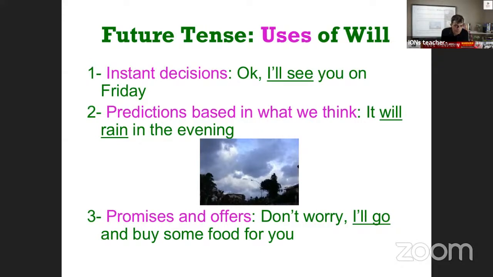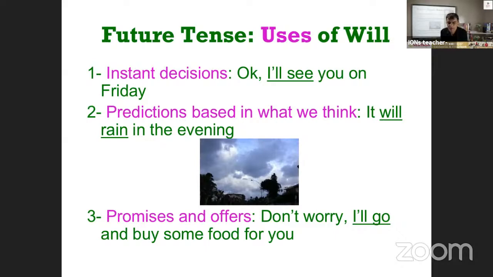So predictions, instant decisions, and promises or offers. These are all the same category of decisions, okay? So the decision of a promise, yes, I will love you forever, honey. It's something that you say on the spur of the romance of the moment. Okay? Again, of course, you could say, I'm going to love you forever.